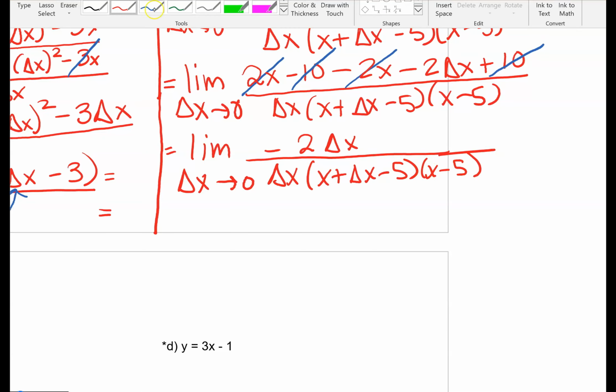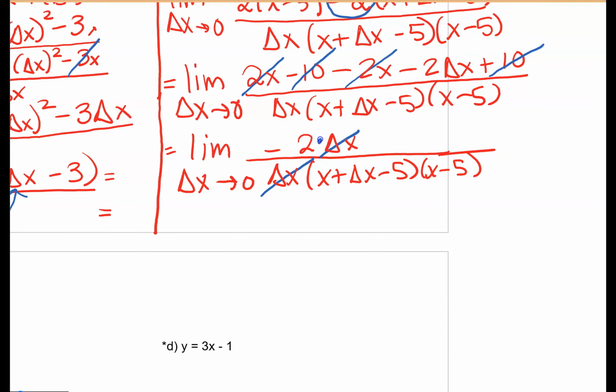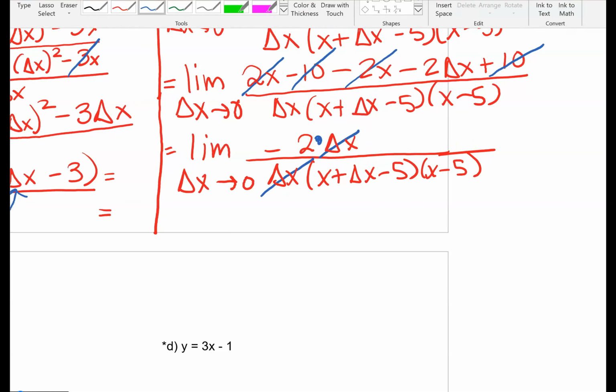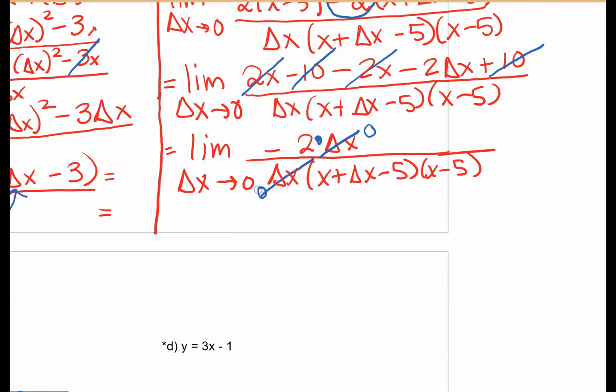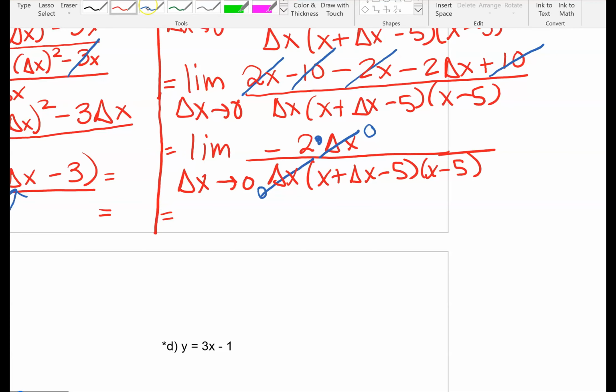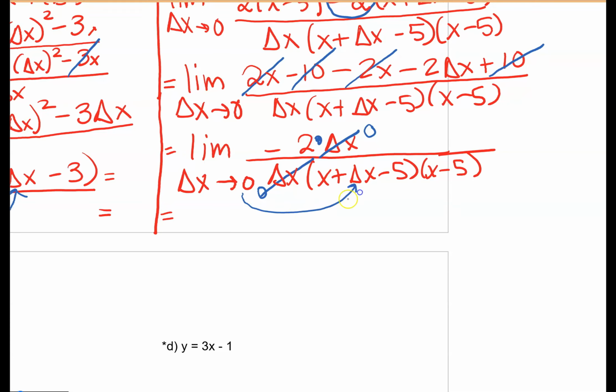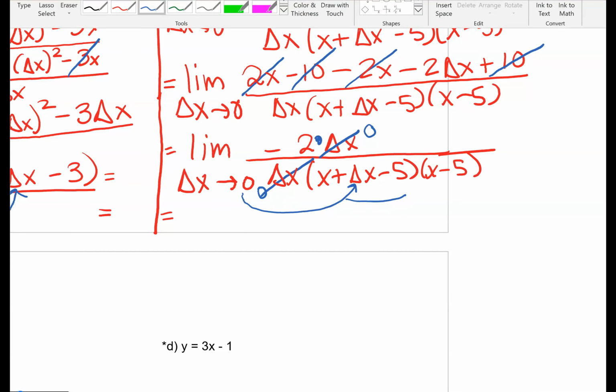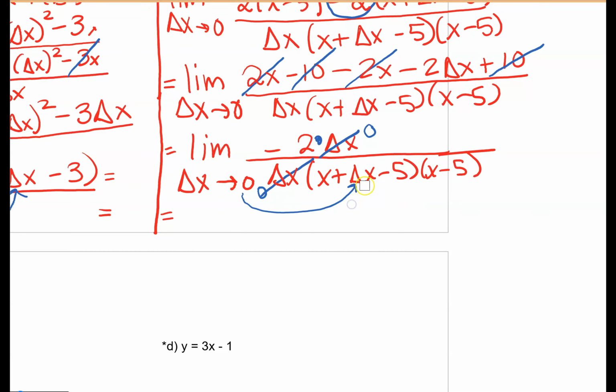And then the delta x's will cancel again because now it was just being multiplied to the negative 2. Nothing else is being added or subtracted anymore. So now it can just cancel with the delta x in the numerator, which again, that's where my 0 over 0 was, right? So that takes care of that problem. So now I should be able to just go ahead and plug in 0 for all the remaining delta x's. Oh, there's only one remaining, so that's easier. I just plug it in for this delta x right here. So then I now have negative 2 in the numerator over x plus 0 minus 5 times x minus 5.